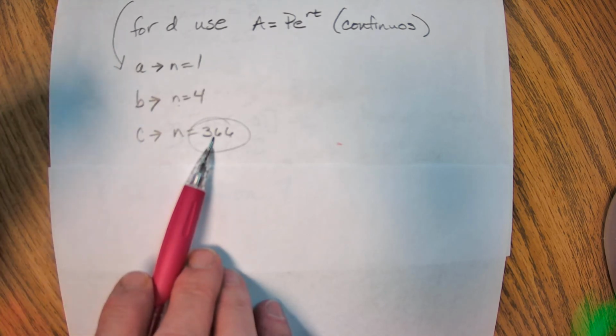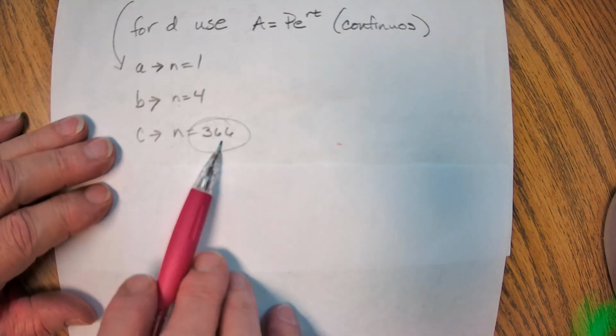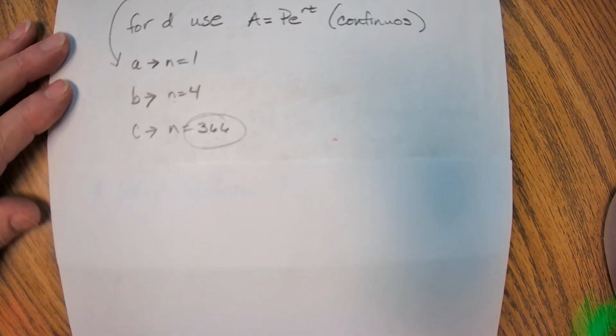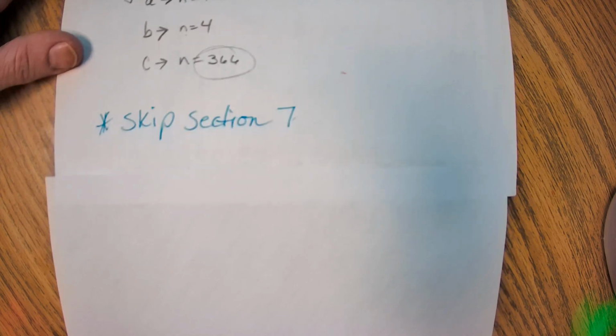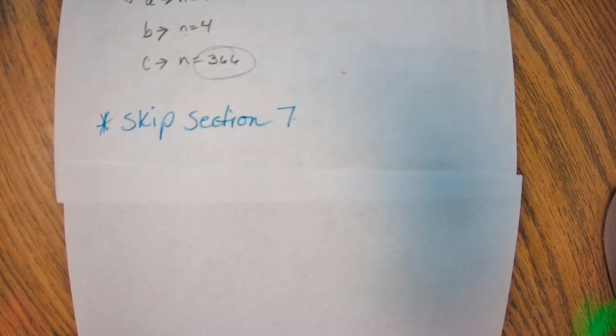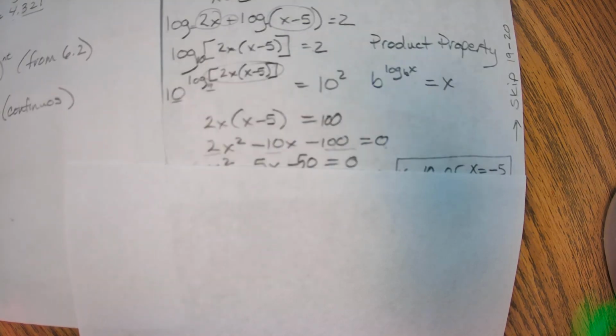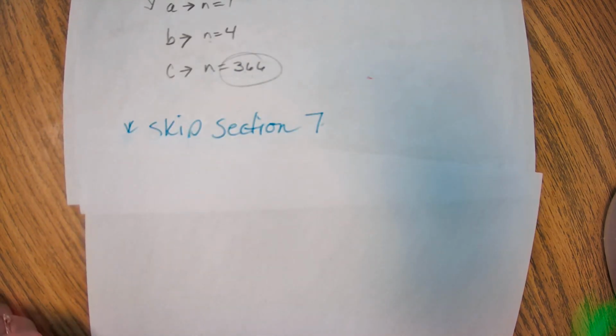So when it says it's compounded daily, instead of using 365, in financial problems we use 366. And then a final note to skip section 7. We're not doing that one. All right, that is it for section 6.6.